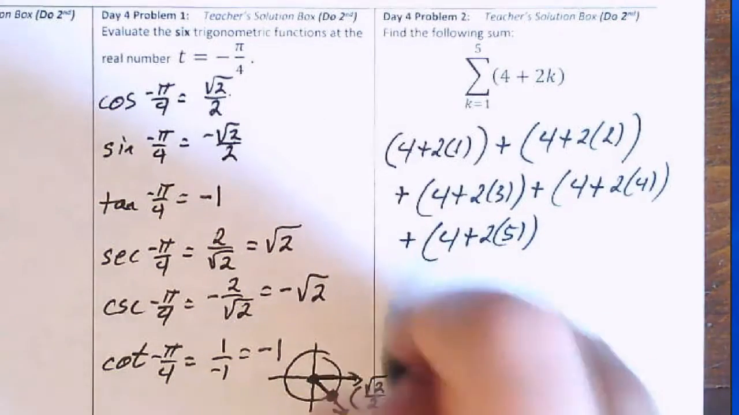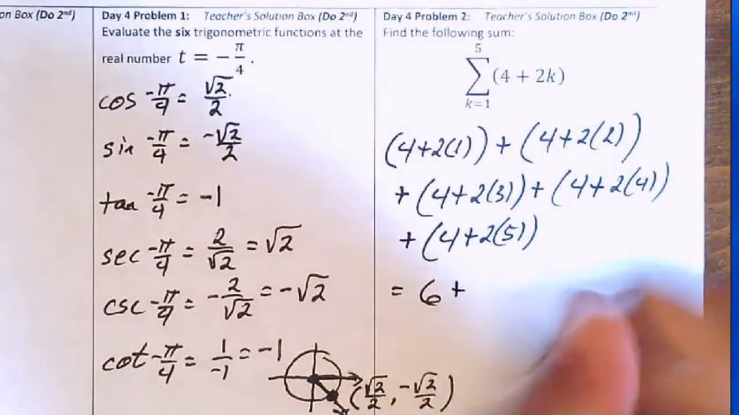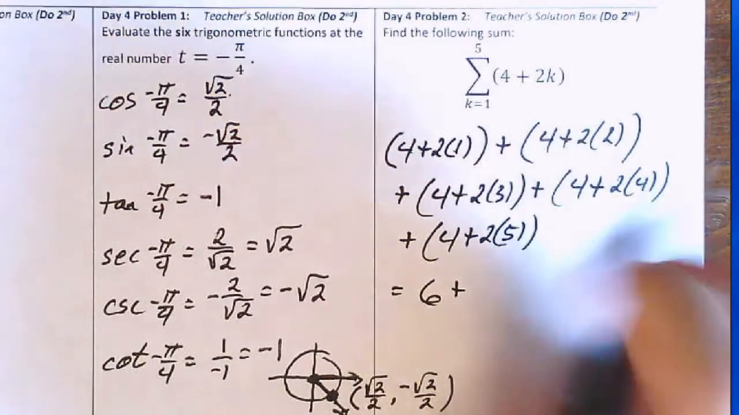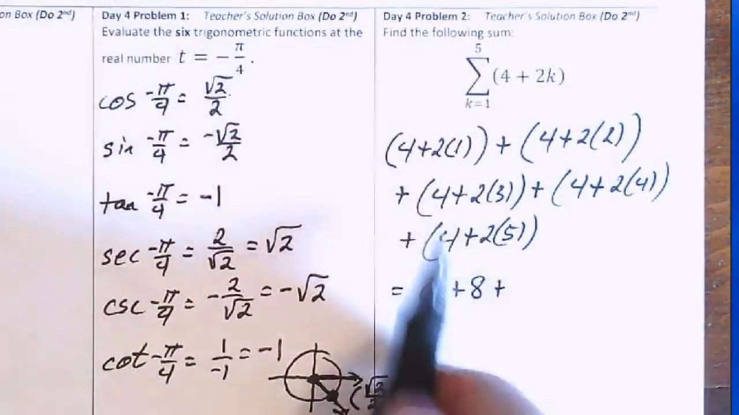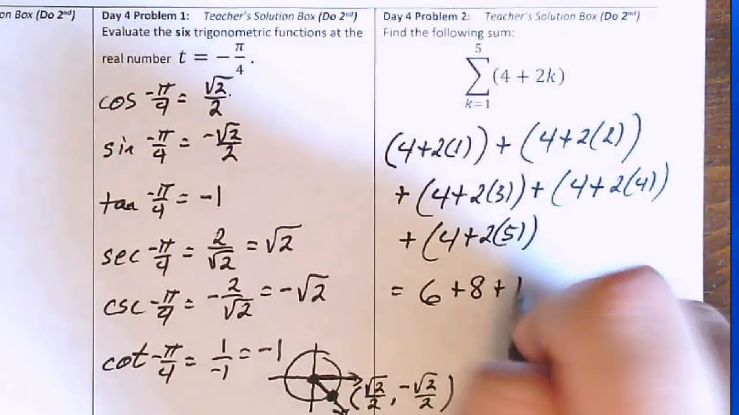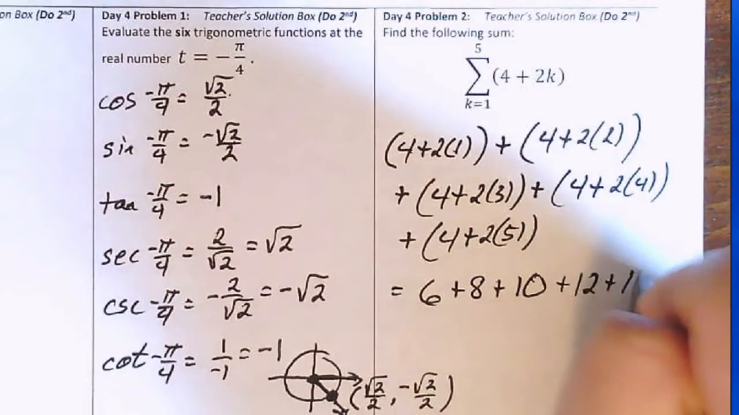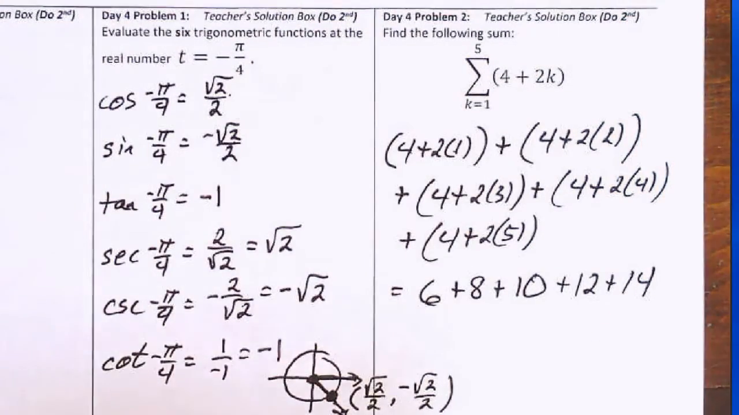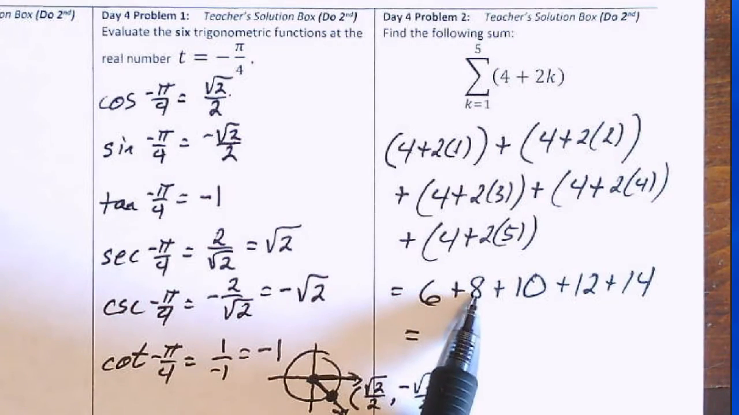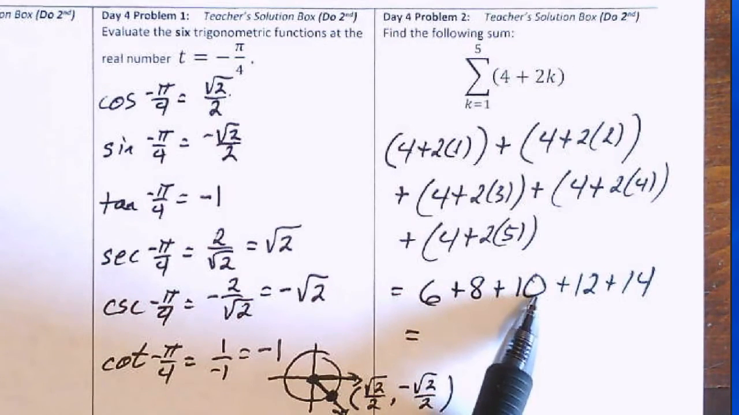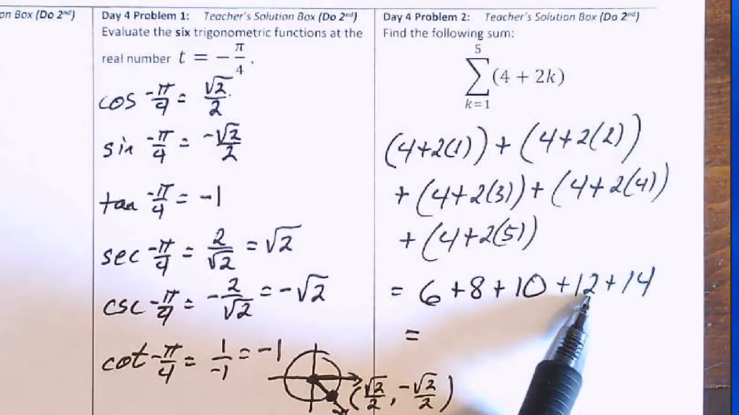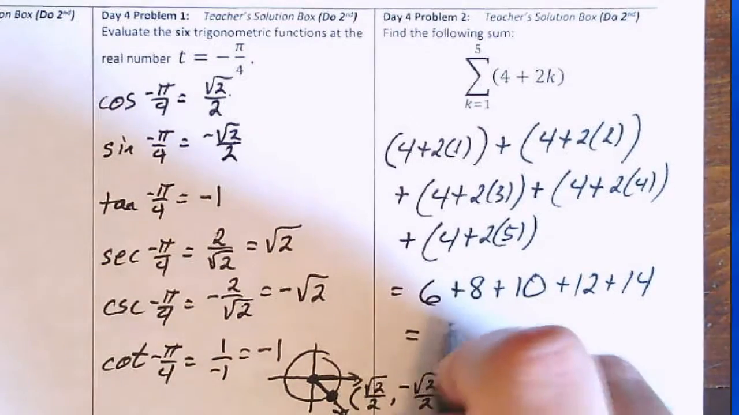4 plus 2 is 6. 4 plus 4 is 8. 4 plus 6 is 10. Do you see the pattern? Plus 12 plus 14. Here we have an arithmetic sequence with a common difference of 2. The first term is 6 and the last term is 14. 6 plus 8 is 14, plus 10 is 24, plus 12 is 36, plus 14 is 50.